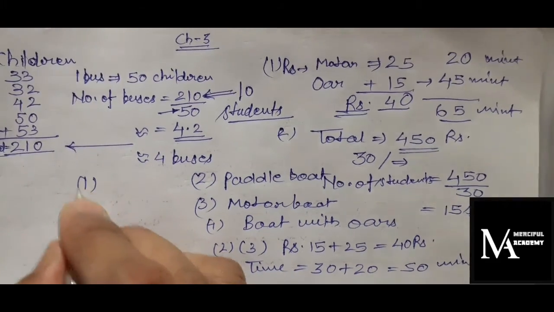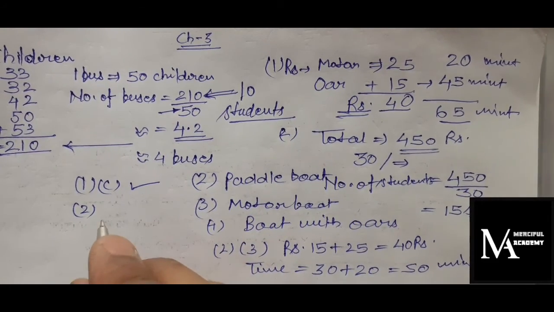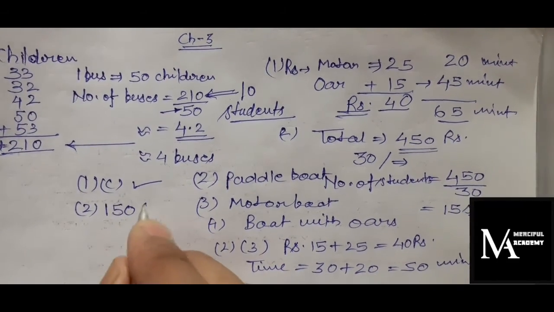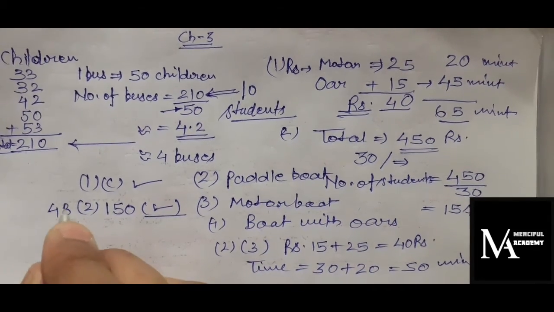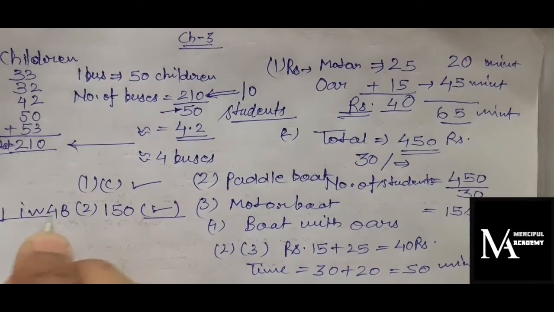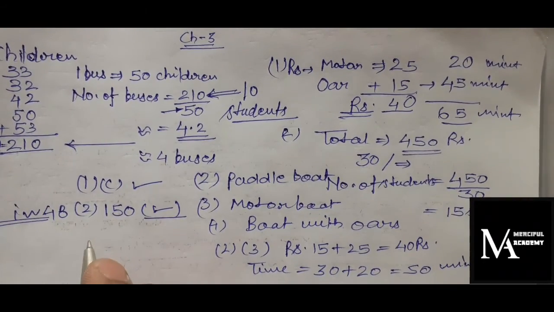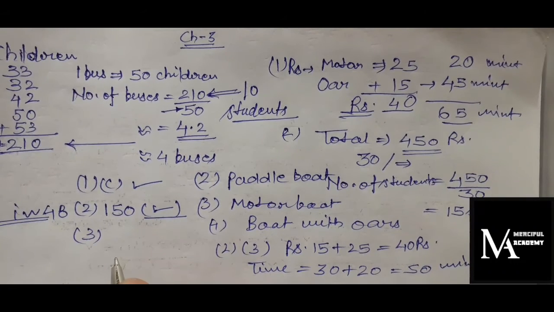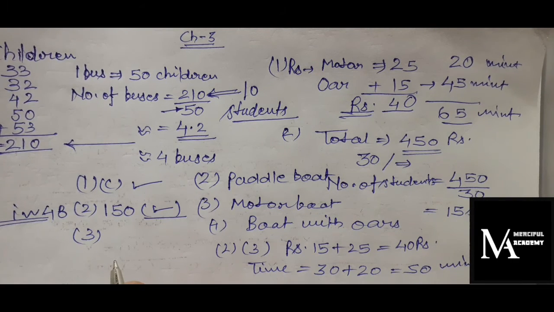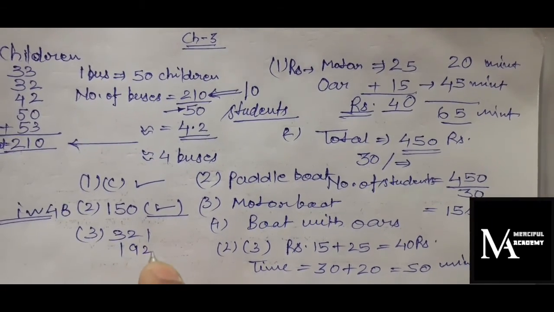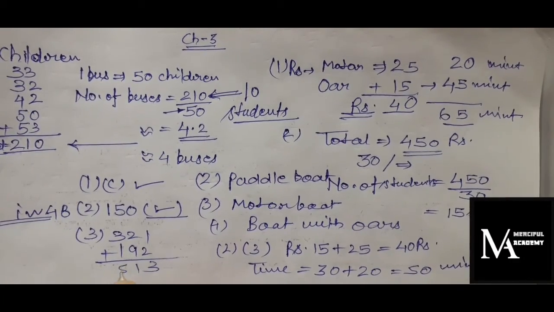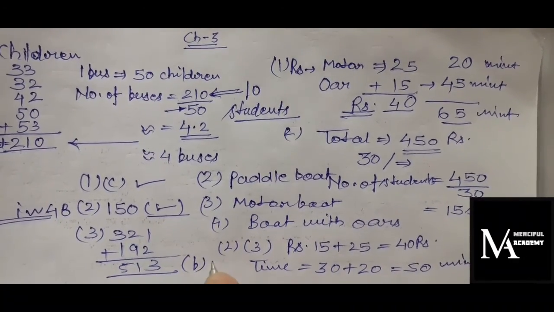Then part C will be: one bus can take only 48 students. How many children can 3 buses carry? Then surely it will be 150 students, which is near about 48 in one bus. Then in 3 buses we can carry 150 students. Third part, which pair of numbers add to make more than 500? 321 and 192. It will give you 37513. Then the answer B is correct.